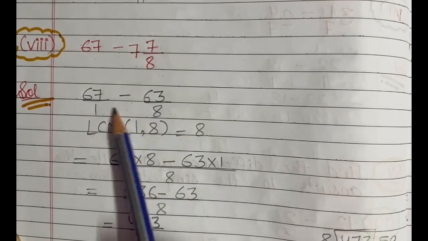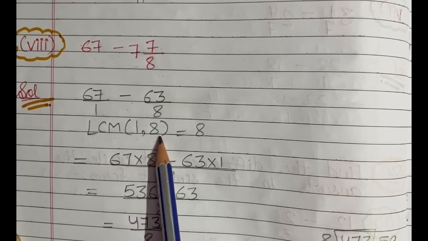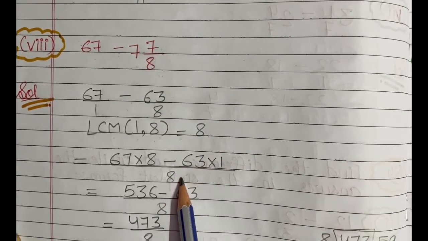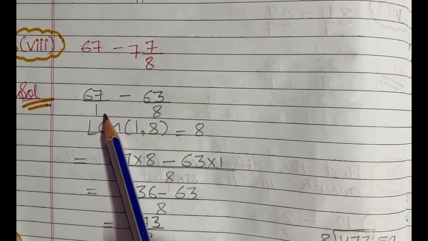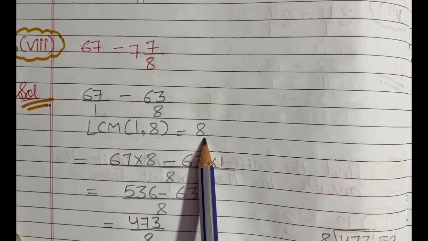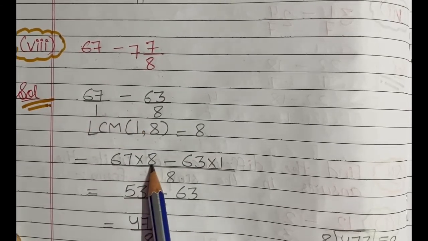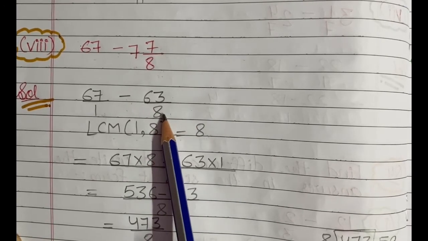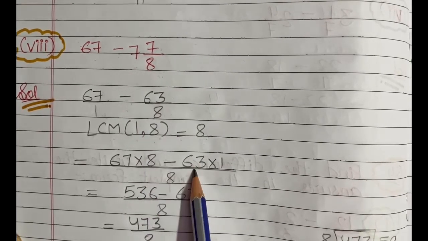Now students, here the denominators are different, so we will find out their LCM, and the LCM of 1 and 8 will be equal to 8. Now in the next step we will write this 8 in the denominator. Here the denominator is 1 and the LCM is 8, and on dividing 8 by 1 we will get 8 only, so 67 will be multiplied by 8, and this minus sign will be as it is. Now students, here the denominator is 8, the LCM is also 8, and on dividing 8 by 8 we will get 1, so we will multiply this 63 by 1.